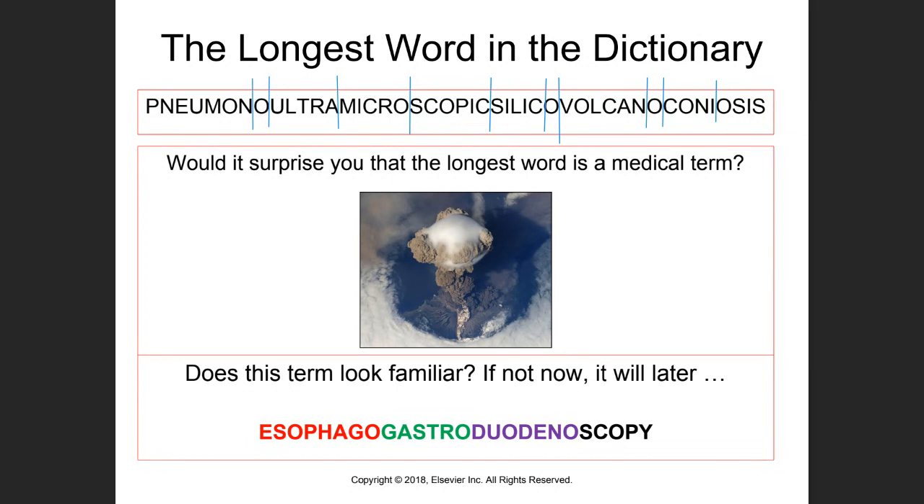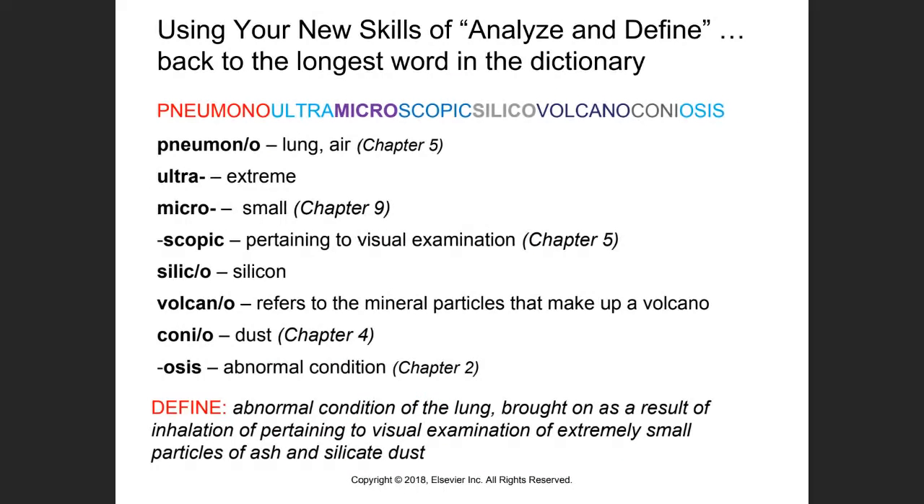So let me show you how we're going to define it. So pneumon means lung or air. Ultra means extreme. Micro means small. Scopic means pertaining to visual examination. Silico means silicon. It's a type of, I guess it would be a mineral. I think it's a mineral. And then volcan is referring to mineral particles that make up a volcano. Coni means dust, and osis means abnormal condition.